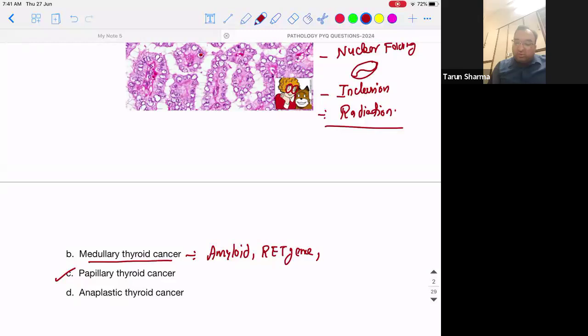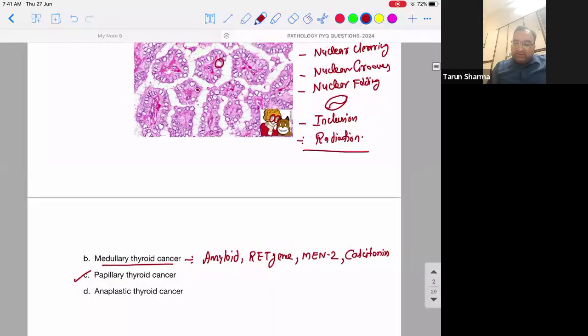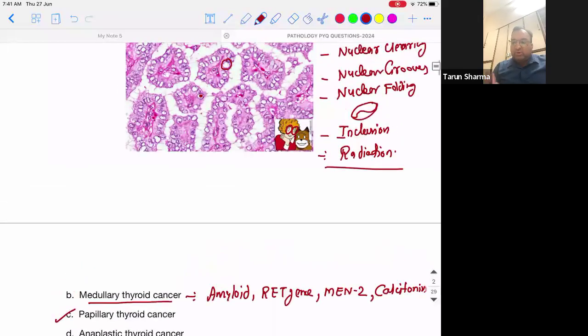Which syndrome is associated with the medullary carcinoma thyroid? That is the MEN2 syndrome. That is also one of the very important questions. Which is the tumor marker of the medullary carcinoma? That is also important. That is calcitonin. All these questions are very, very important about the thyroid carcinomas or thyroid malignancies.